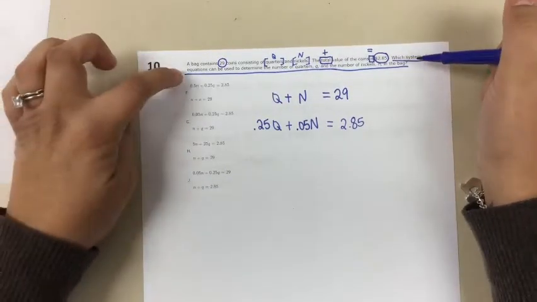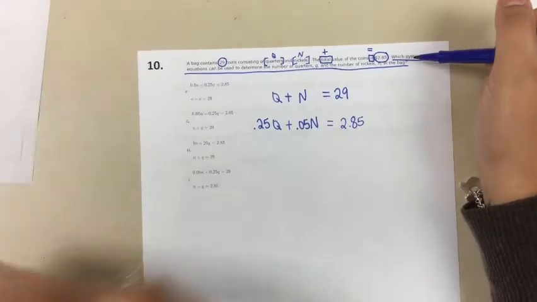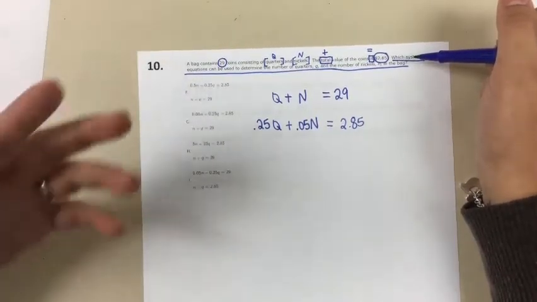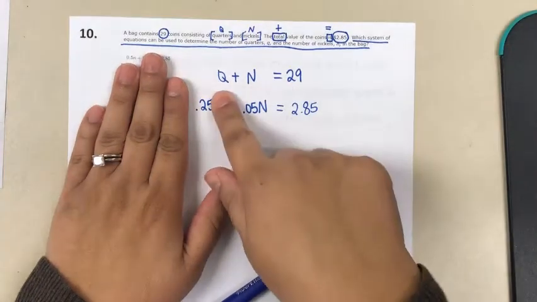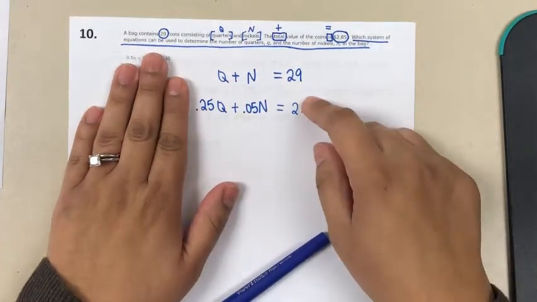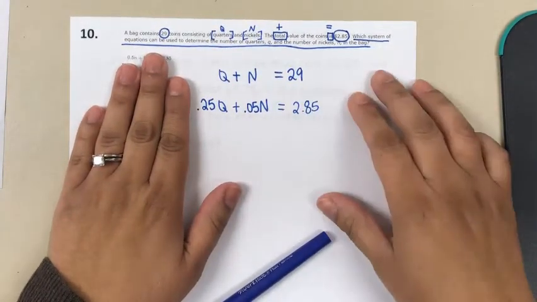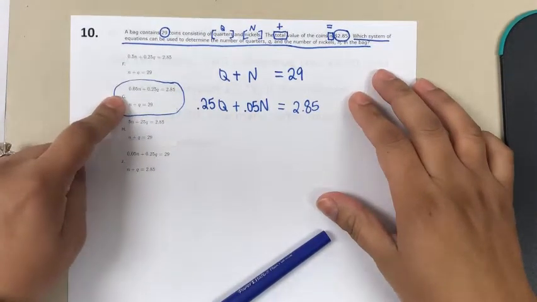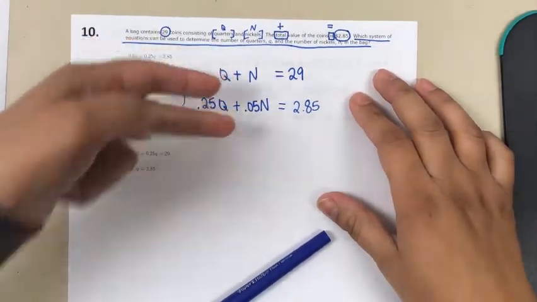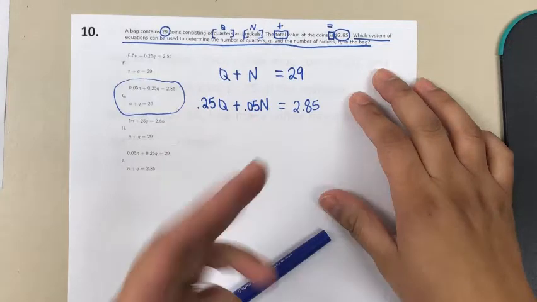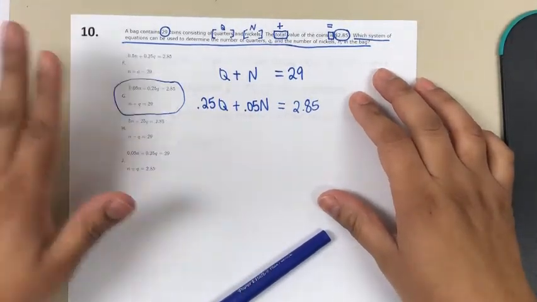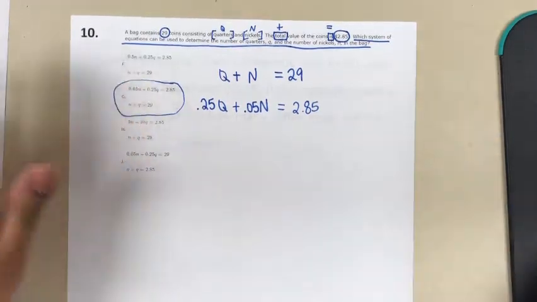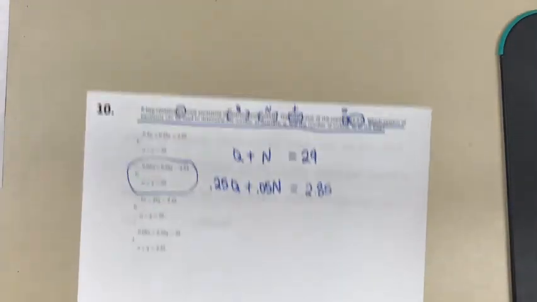Okay, so which system of equations can be used? Well, it's just asking for a system of equations. It's not actually asking you to solve it. So here are my equations, and I'm going to look through my answer choices to see which ones match, and it's G. Even though my equations flipped and my variables flipped, that's okay. As long as my variables line up with each other and both equations are there, this is an acceptable answer. So G is the answer to number 10.